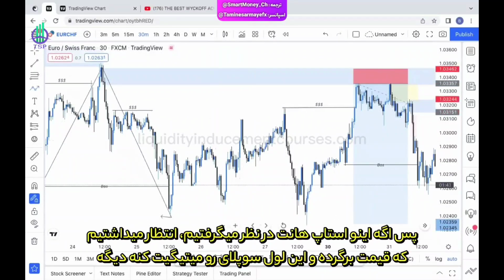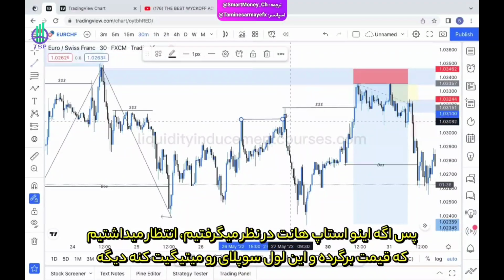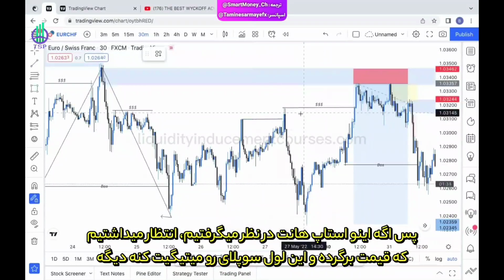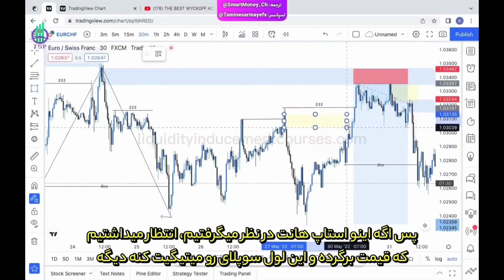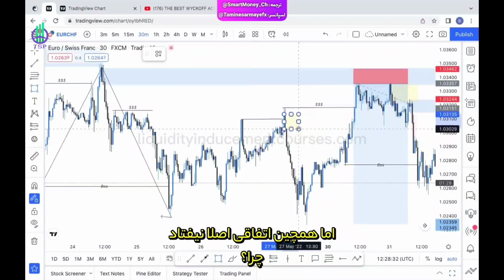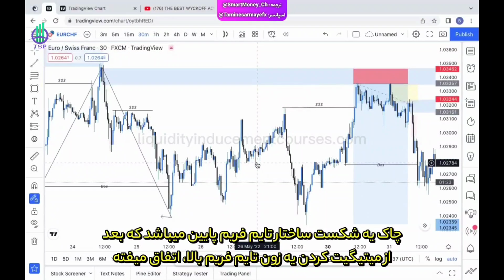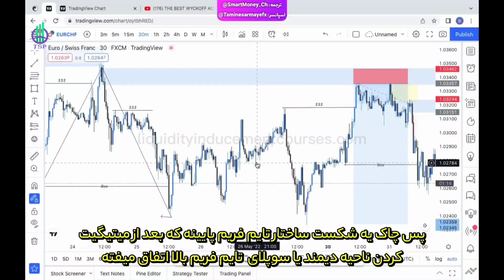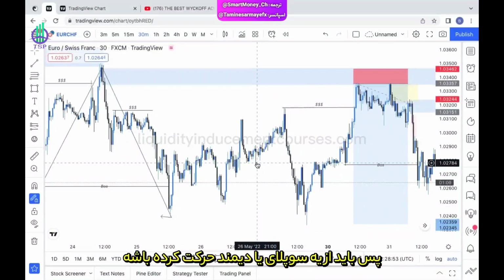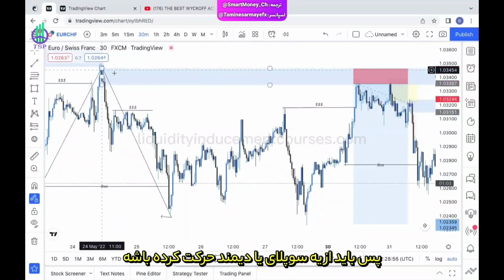Some people would have tried to take a stop purge from here, and expected price to come back to mitigate this level here as our supply, which never happened, okay? Why? Because you have to be taking it properly. When I explained change of character, I said it is a smaller time frame break of structure after it had retested a higher time frame supply or demand level. A change of character is just a lower time frame break of structure due to its retesting or reacting off a higher time frame supply or demand. Okay, so it has to be off a particular supply or demand.